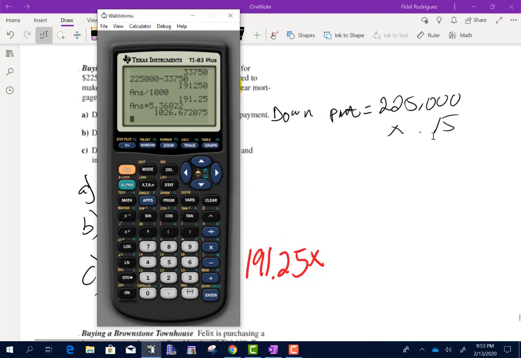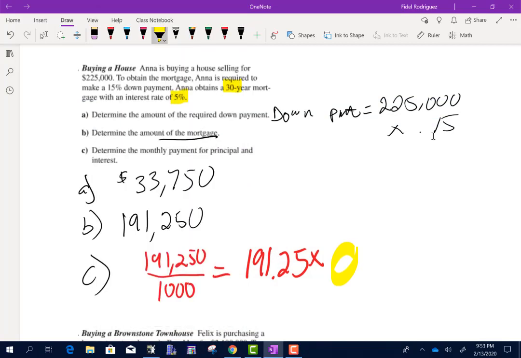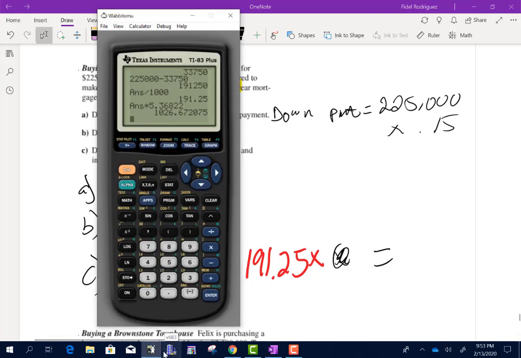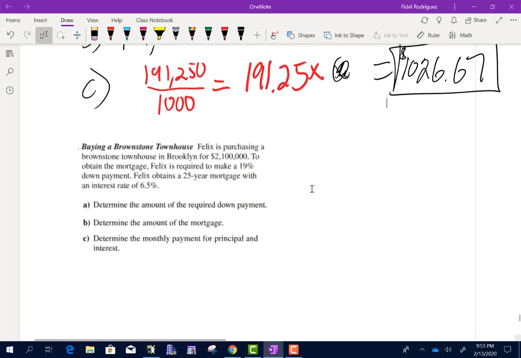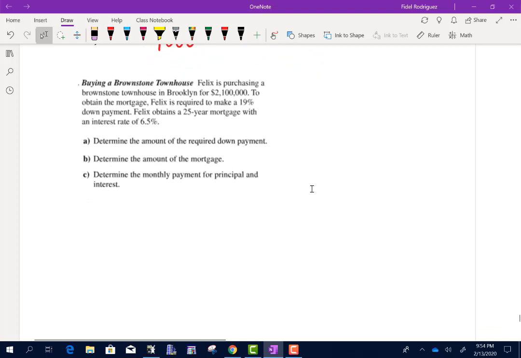It's going to give me, times whatever that was giving me, bring this back up, $1,026.67. There we go. We're done. Okay. Let's try a couple more like that, guys, just to make sure that we're good with all this stuff here. Let's take a look.